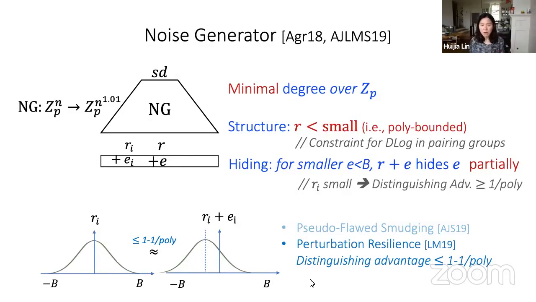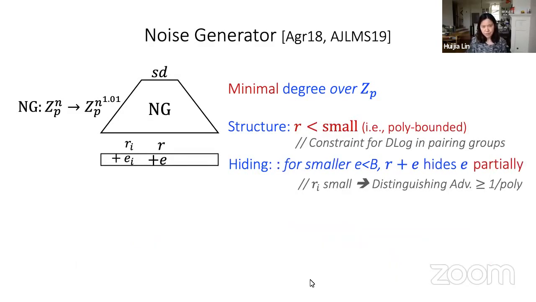We want the output of the noise generator to be small, and we want them to have the partial hiding property. So now the next crucial question is how low degree these generators can be. We know that degree 1 is impossible because we can solve a linear system using Gaussian elimination. So therefore, what about degree 2? Unfortunately, so far we have no candidate with degree 2.